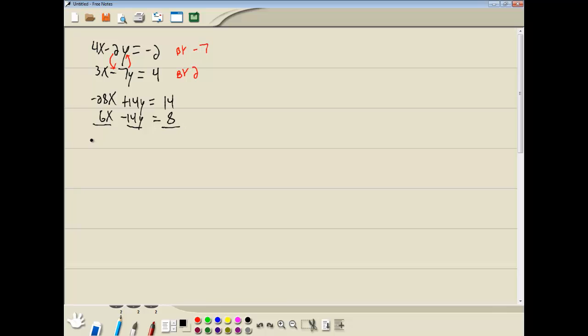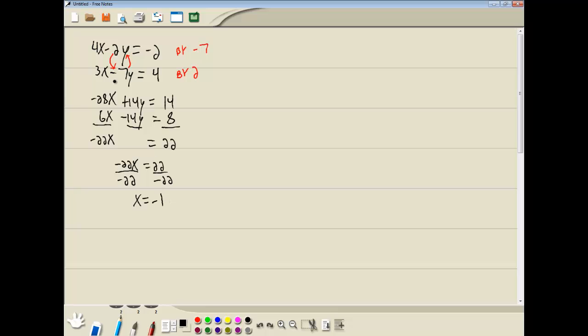Add these together, that gives us negative 22x. 14y minus 14y is eliminated, drops away. 14 plus 8 is 22. So we've got negative 22x is equal to 22. Divide both sides by negative 22. Which gives us x equals negative 1.